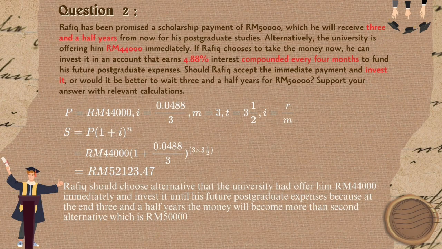Question 2. Rafiq has been promised a scholarship payment of 50,000, which he will receive 3.5 years from now for his postgraduate studies. Alternatively, the university is offering him 44,000 immediately. If Rafiq chooses to take the money now, he can invest it in an account that earns 4.88% interest, compounded every 4 months to fund his future postgraduate expenses. Should Rafiq accept the immediate payment and invest it, or would it be better to wait 3.5 years for 50,000? Support your answer with relevant calculation.